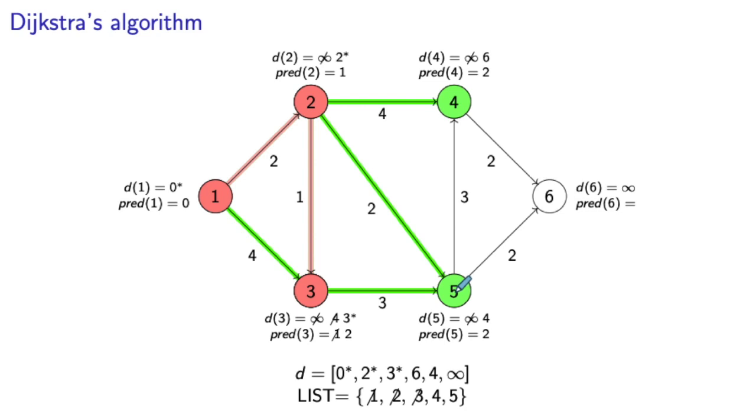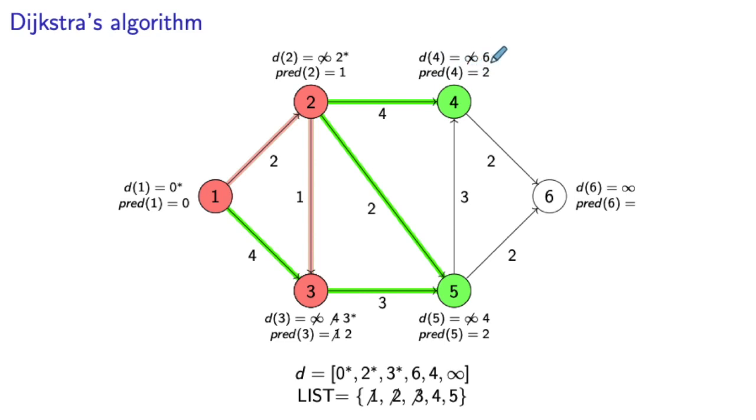And then we are going to explore this node 5 by looking at the outgoing arcs from 5 to 4 and from 5 to 6, right? So if we go from 5 to 4, let's see if it helps us to improve the label for node 4.